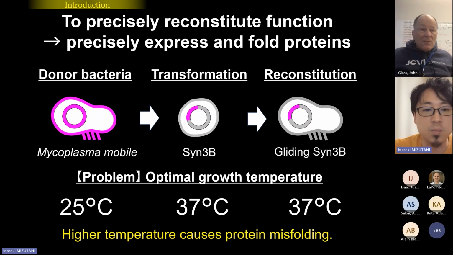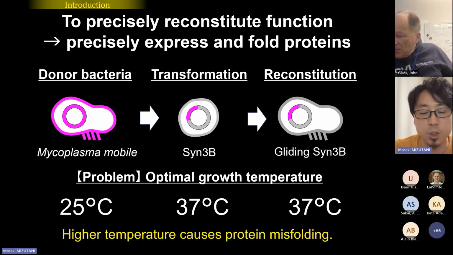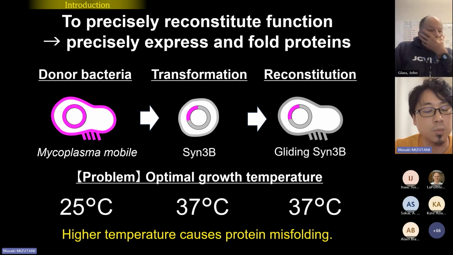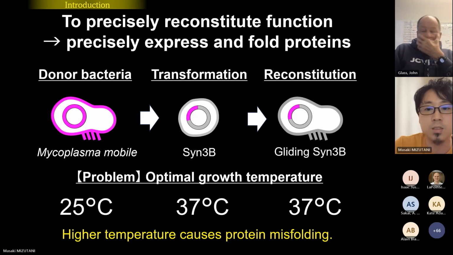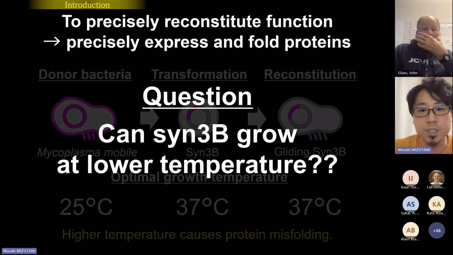Not only Mycoplasma mobile, but many environmental mollicute species have a lower optimal growth temperature than 37, for example, Spiroplasma in insects or phytoplasmas. So the question here is, can Syn3B grow at lower temperature?